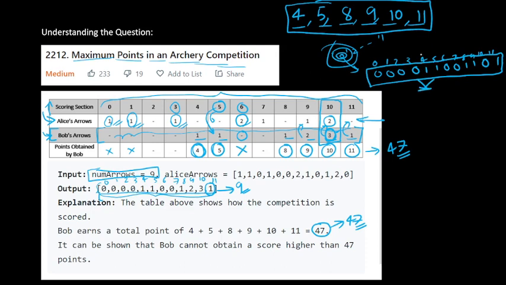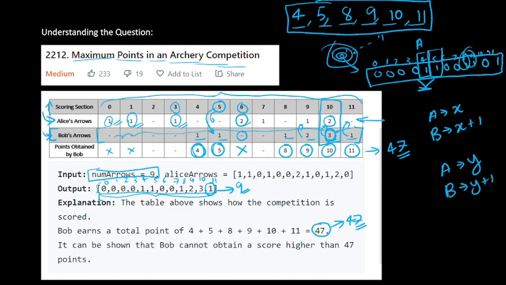So you will check that, okay, 4 is set. Let me check what is the score of Alice. Suppose Alice's score is X, let me just put X plus 1 and move on. Then I will again come to 5. Okay, Alice has 5 arrows in the fifth section, I just have to put Y plus 1 and then move on. Similarly for 8, 9, 11.